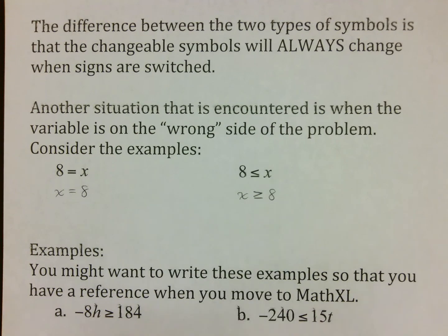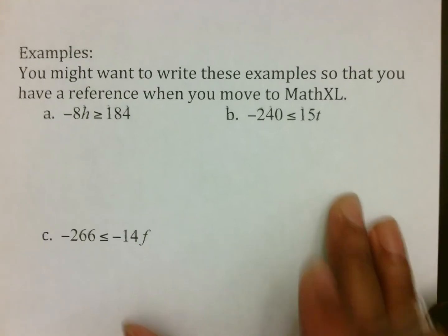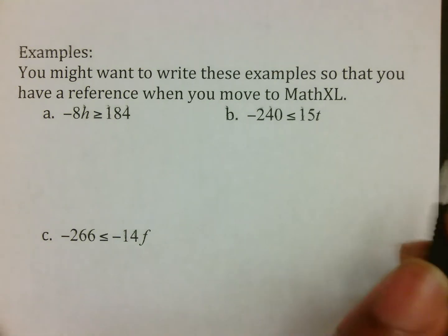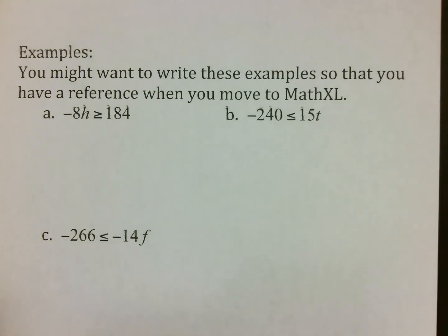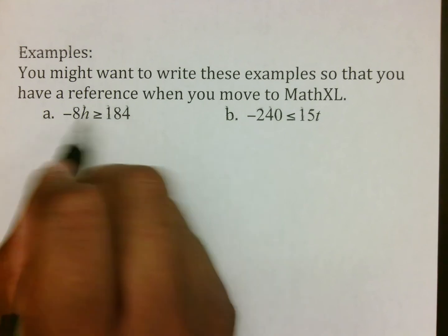And if you switch sides, it also does as well. You might want to write these examples so you have a reference when you go onto your Math Excel. But again, looking at these questions here, some situations you're going to see, which is the main situations you're going to see: -8h equals 184.